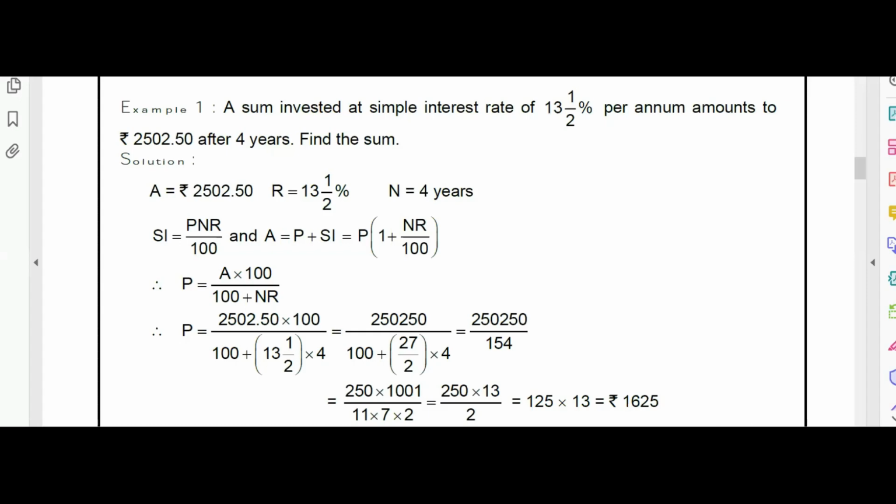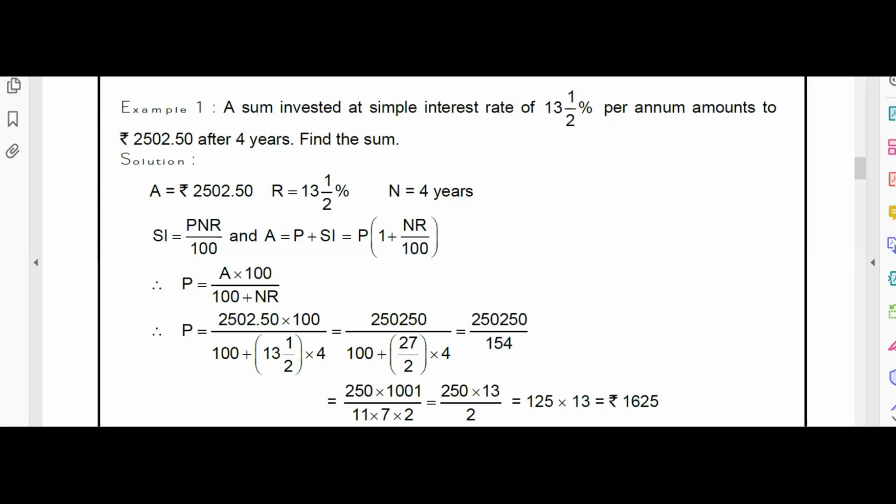Solved example 1: a sum invested at simple interest rate of 13.5%. This means your rate is given, that is 13.5% per annum, amounts to 2502.50, that is, the amount is given to you after 4 years, means N is given to you, or T is given to you, that is time or period. Find the sum. When we say find the sum, it means we need to find P.